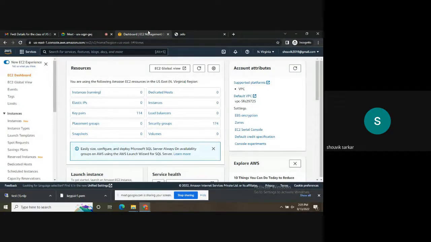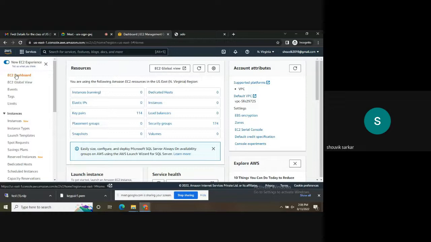So in the first half, we discussed how to create a Windows virtual machine. This time, we are going to create a Linux virtual machine and check how it works. The process is exactly the same.